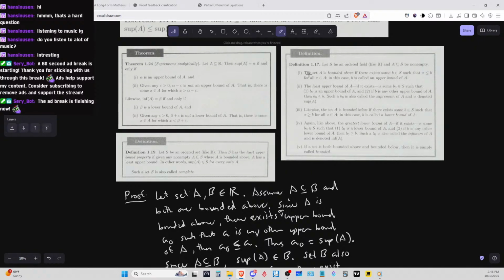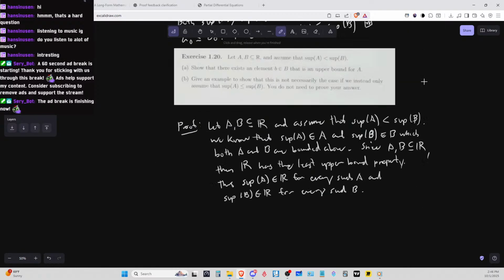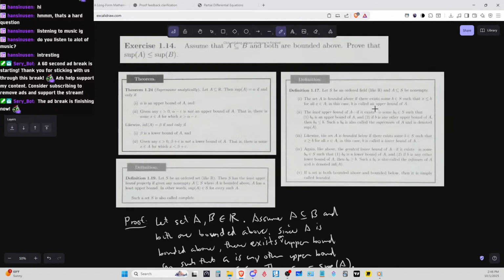Oh, here we go. So A is bounded above. There exists B such that X is less than or equal to B, for all X. In this case, B is the upper bound. So maybe we should use that. So let's see. So there has to be an upper bound.